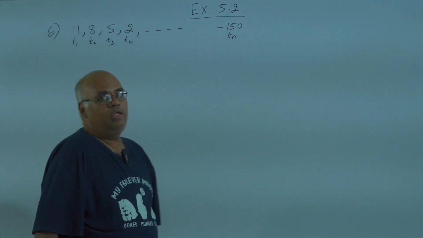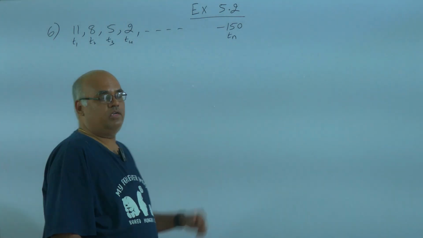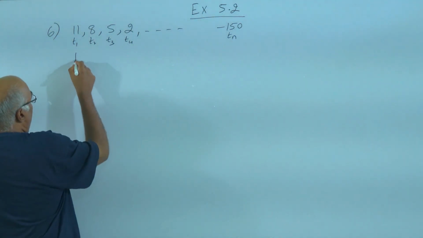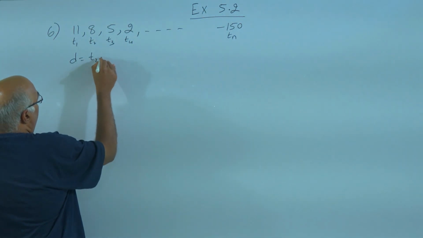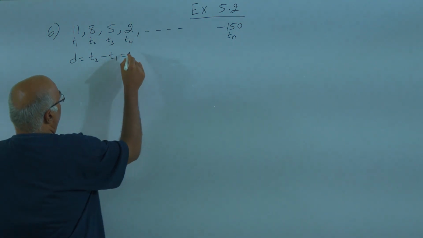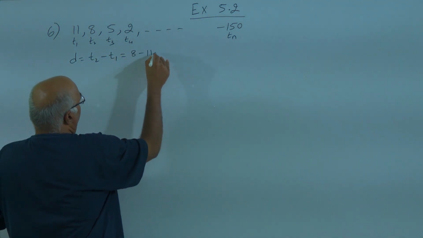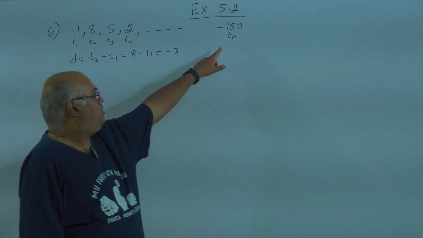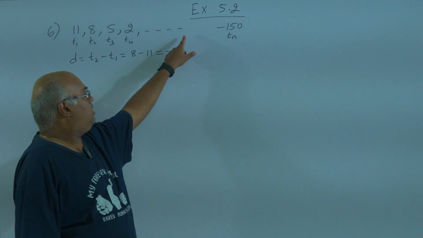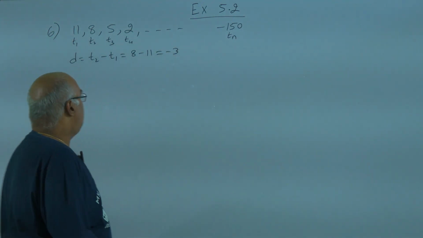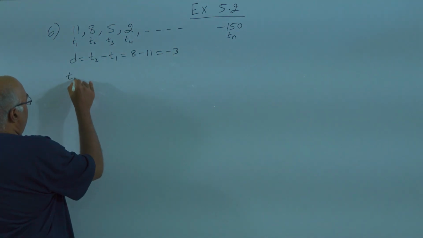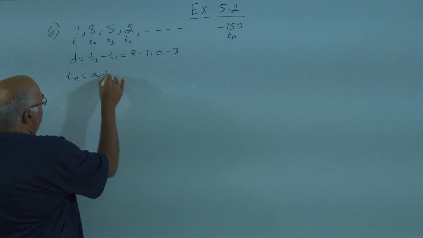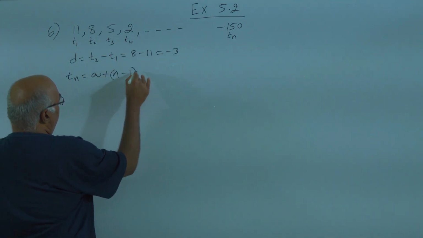Now first we will find the common difference for this given arithmetic progression. So the common difference d is equal to T2 minus T1. This is equal to 8 minus 11, which is equal to minus 3. Now we assume that the nth term of this arithmetic progression is minus 150. So we know that the nth term Tn is equal to a plus (n minus 1) into d.